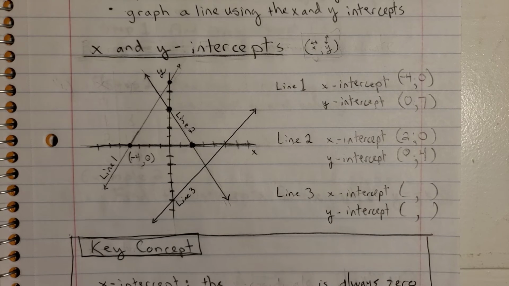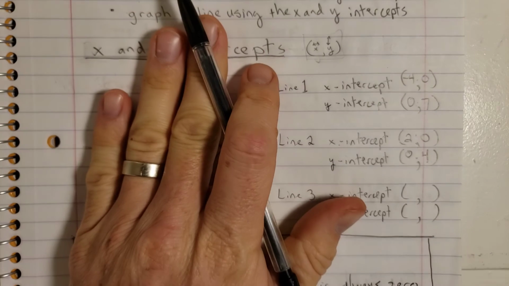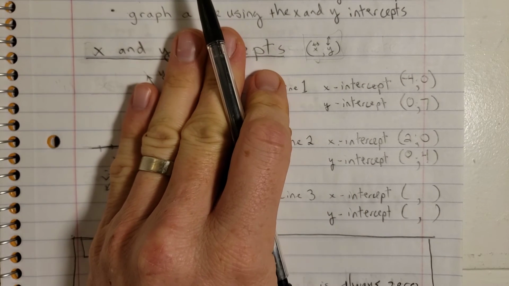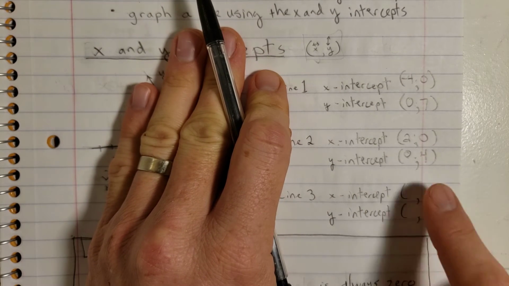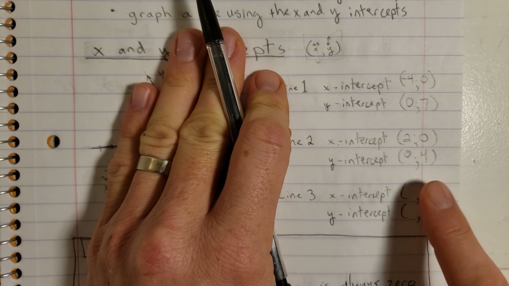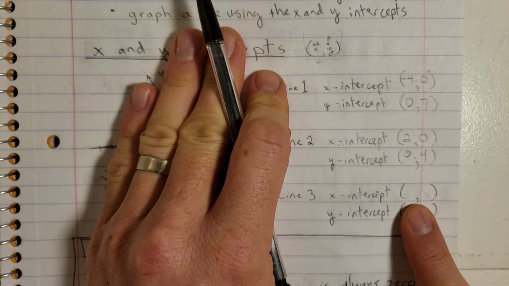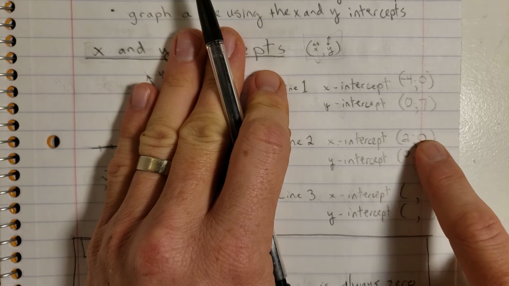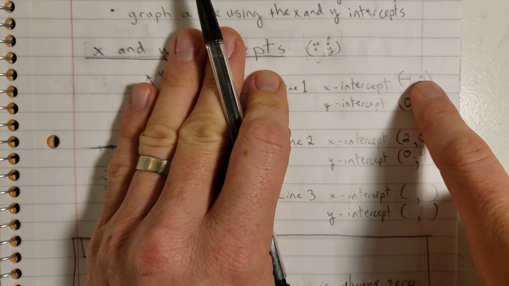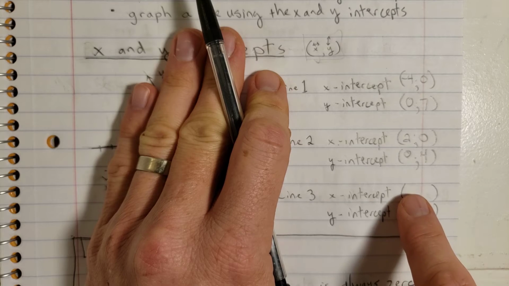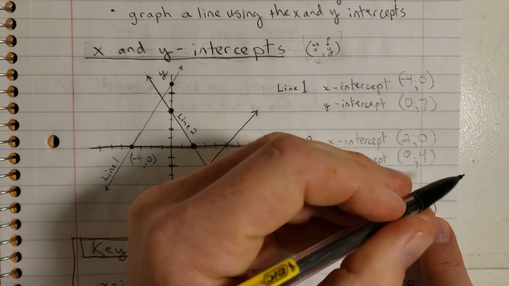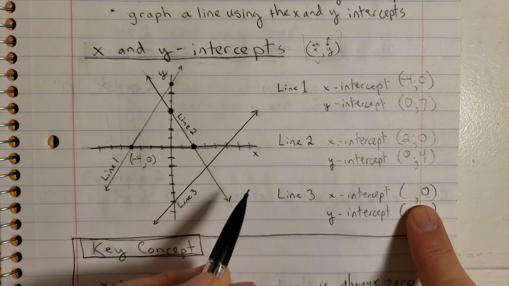All right, and line 3, I bet without even looking over here, you could figure out half of each of these answers. What do you think? Do you know one of these numbers for the x-intercept? Well, look up here: 2, 0, negative 4, 0. So I'm guessing that it's going to be something, 0 here. Let's go check on that.